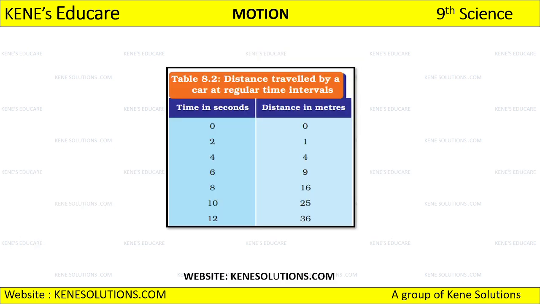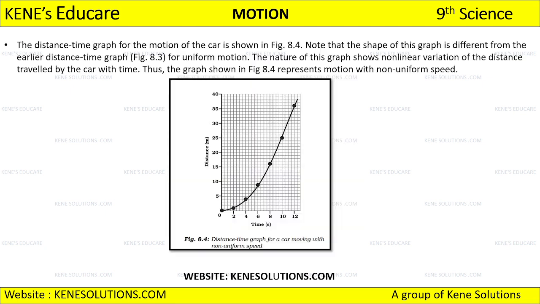After this distance time graph, we have this table which has been given along with time in seconds and distance in meters. On the basis of the information provided in this table, we have drawn a graph over here, and this indicates a non-uniform graph, right? So the distance time graph for a car moving with a non-uniform speed will not be a linear graph, whereas for a uniform speed it's going to be a linear graph.